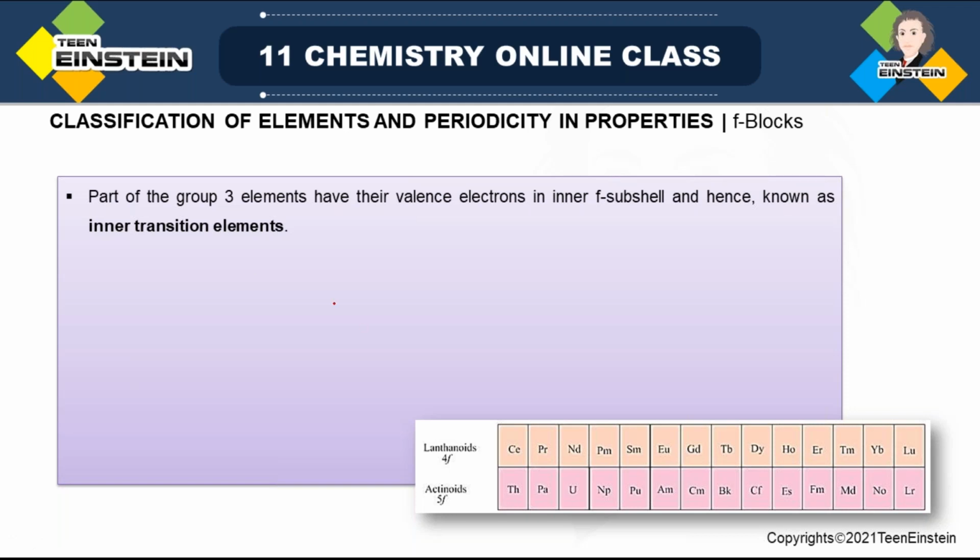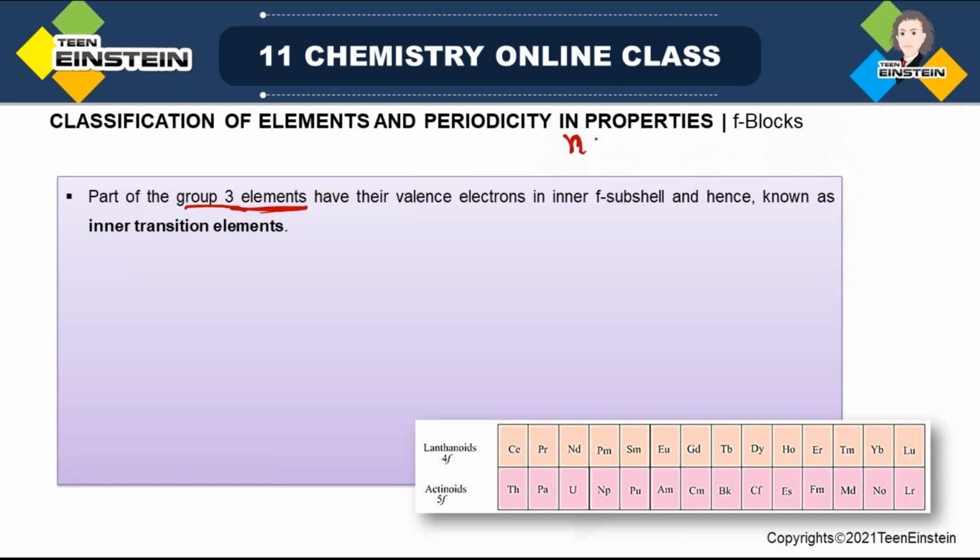A block, part of group 3 elements. Remember, after La we have all the 4f, after Ac we have all the 5f elements. So part of the group 3 elements have their valence electrons in inner f subshell. Why is it inner? Remember, I have already mentioned.